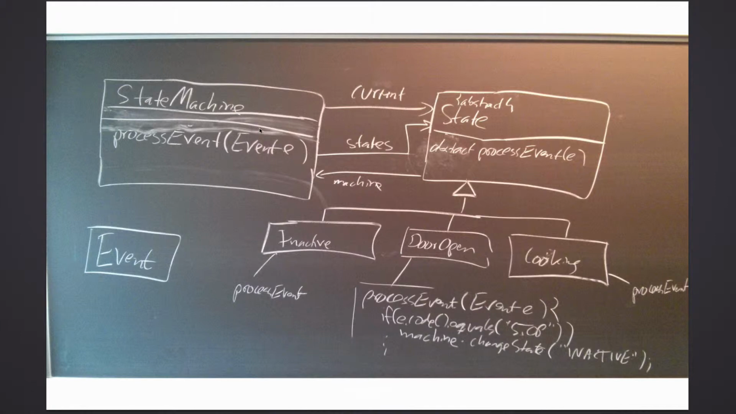We have a state machine that is composed of a number of states. And then we subclass the state class. The state class is abstract, so we subclass it. So for example, this is for the microwave oven. We make an inactive, a door open, and a cooking state. And we implement the process event method each time. So this is the typical framework approach.